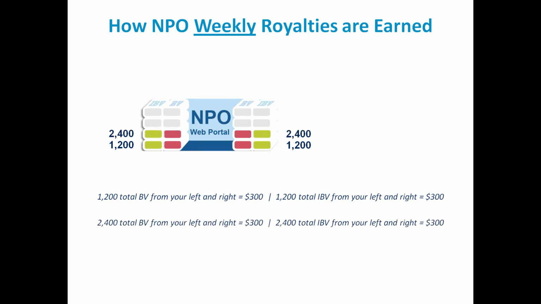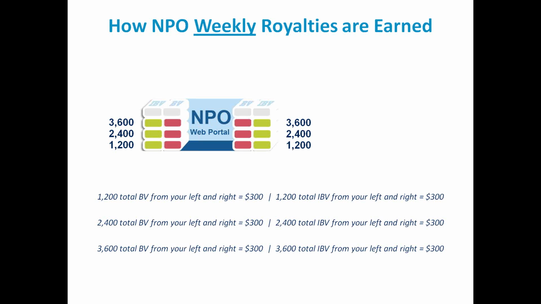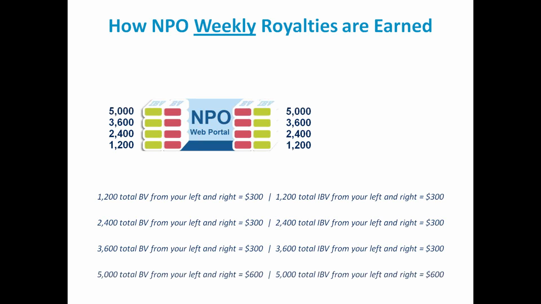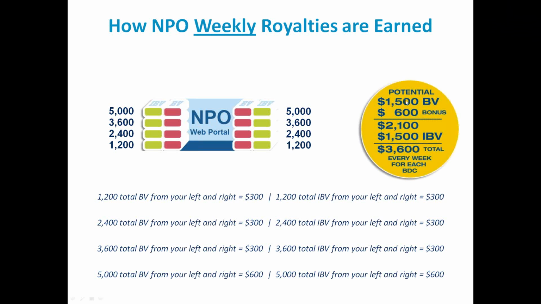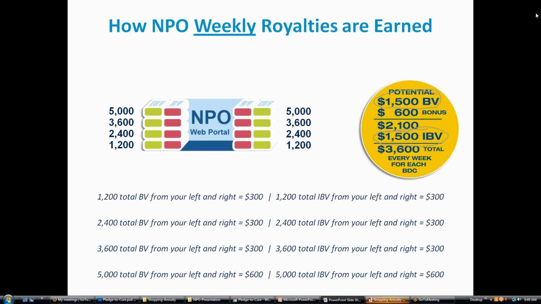When the points hit 2,400 and 2,400, it repeats itself, which is another $300 for both BV and IBV. When it hits 3,600 and 3,600, it's another $300 for both BV and IBV. And when it hits 5,000 and 5,000, it's another $600, okay? It jumps $600, giving you a total of $1,500 in BV and $1,500 in IBV, which is a total of $3,000 per week that this will happen.